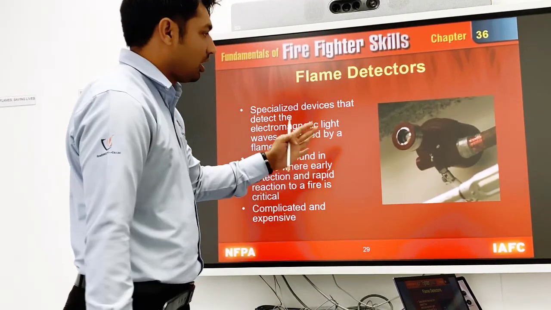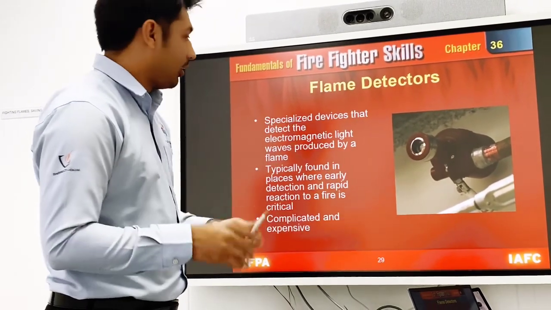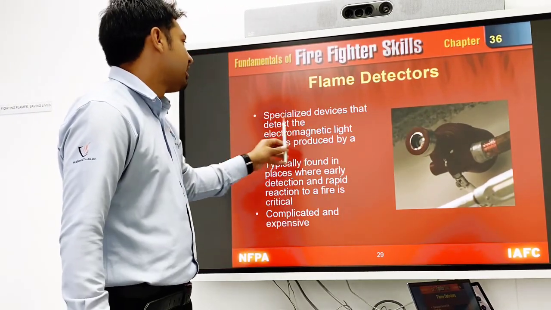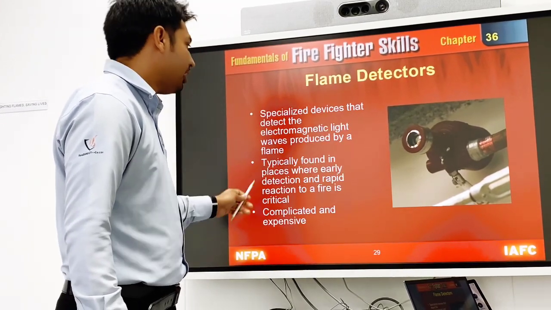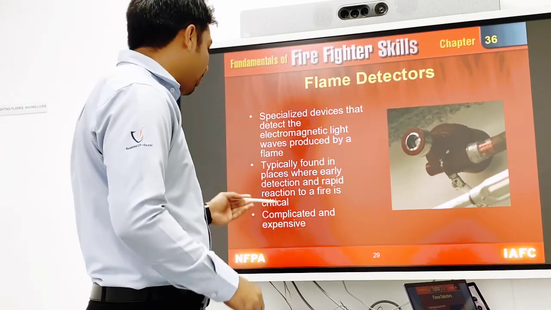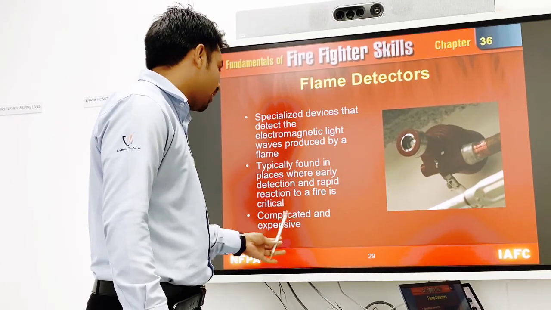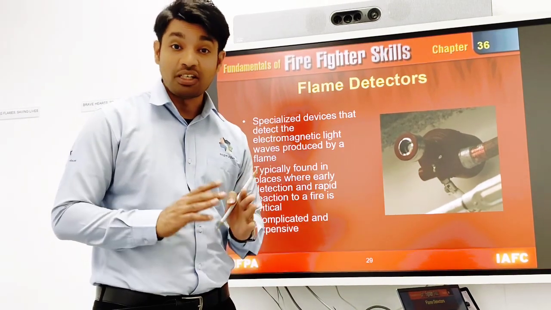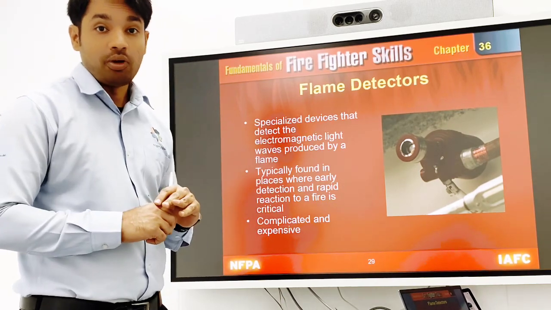Now this is a new thing that is used where wildfires occur. These are flame detectors, specialized devices that detect the electromagnetic light waves produced by flames, typically found in places where early detection and rapid reaction to a fire is critical. They are complicated and expensive. These are very good devices, but they cost a lot if you want to buy one, so it is going to empty your pocket.